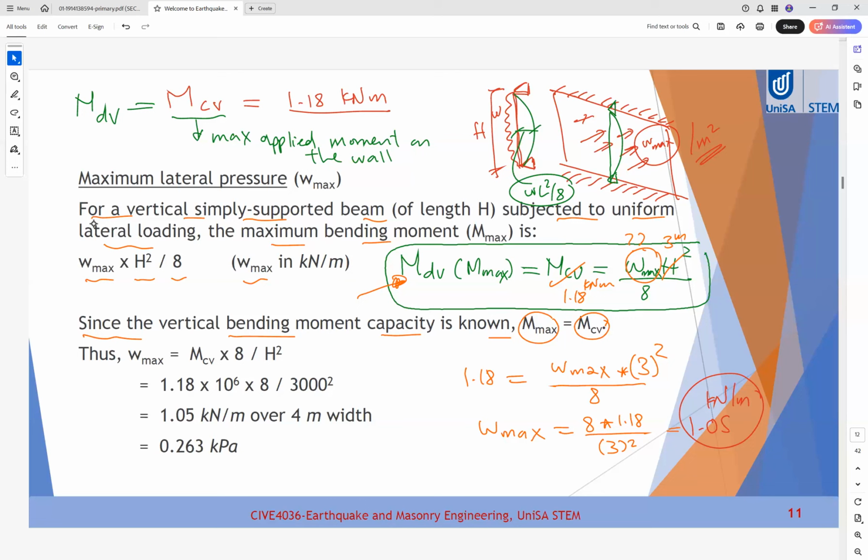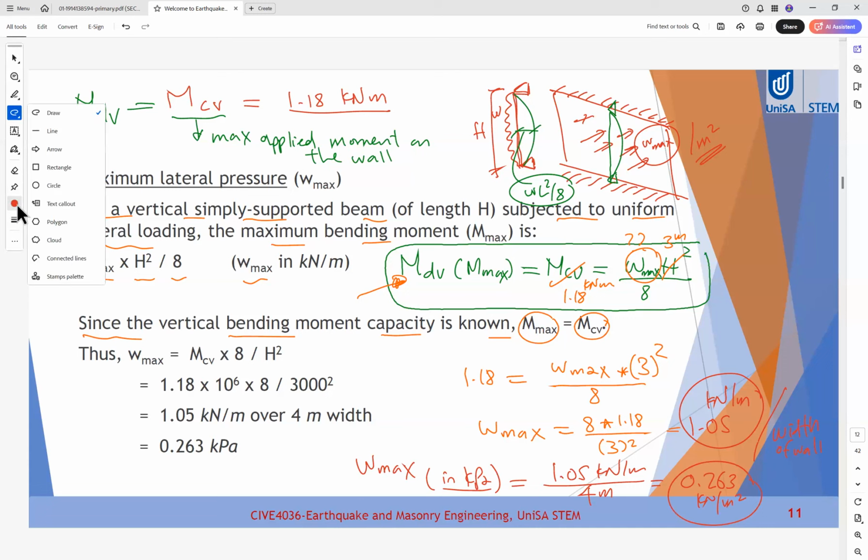It should be distributed over meter squared. So how to distribute it over meter squared? If we divide over the width of the wall, we have W max in kPa equal to 1.05 kilonewton per meter, over the width of the wall, 4 meter, gives us a value of 0.2363 kPa, or kilonewton per square meter.